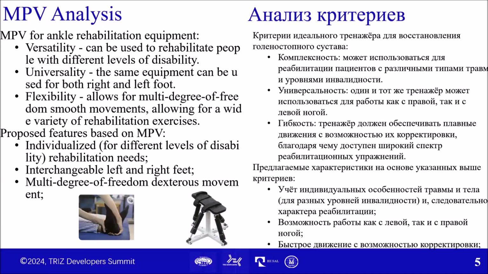The MPV analysis of the ankle rehabilitation equipment has yielded a few key parameters of the ankle rehabilitation mechanism. The first one is versatility, which means it can be used to rehabilitate people with different levels of disability. The second one is universality, which means the same equipment can be used for both right and left foot.